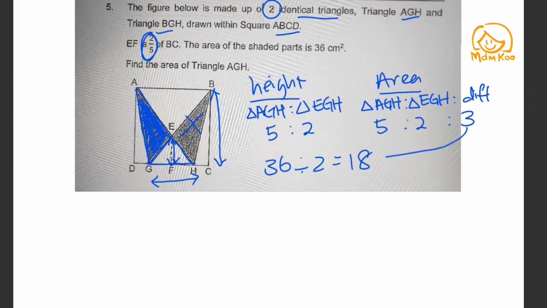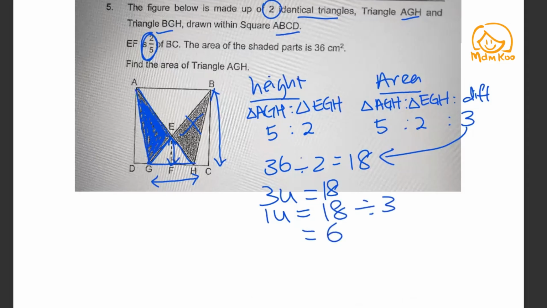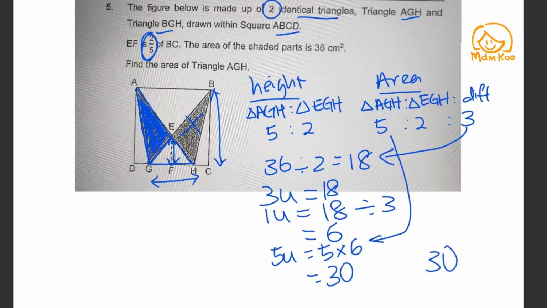That is the difference. So I know that 3u equals 18, and 1u equals 18 divided by 3, which is 6. So lastly, I'm going to find the area of triangle AGH. Triangle AGH is 5 units. So 5u is 5 times 6, and I'll get 30. So the answer is 30 square centimeter. Alright, so that's how I will work on this question and find the answer using the common base concept.